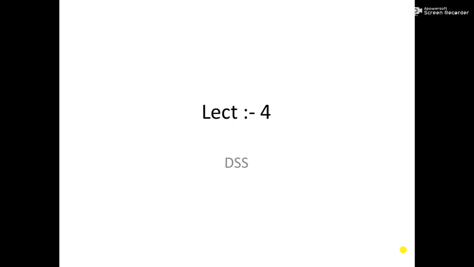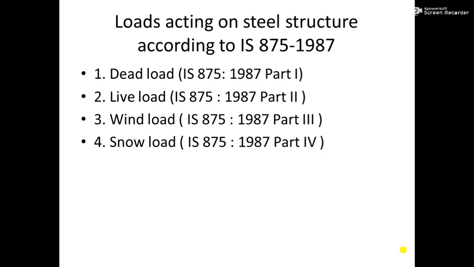Good morning, friends. Today we start with the fourth lecture of Design of Steel Structures. In it, we are going to see what types of loads act on a steel structure. These loads, according to IS 875 1987, are considered while designing steel structures. So the first one is dead load.